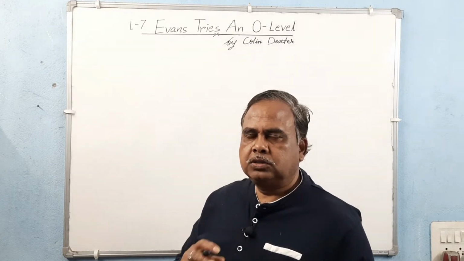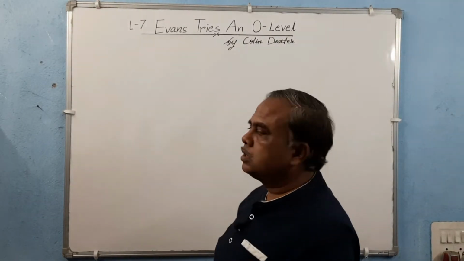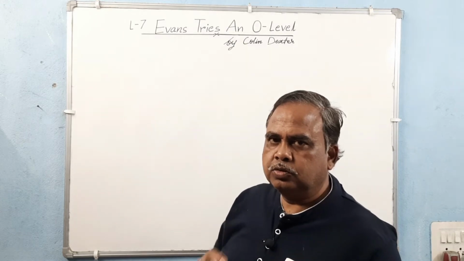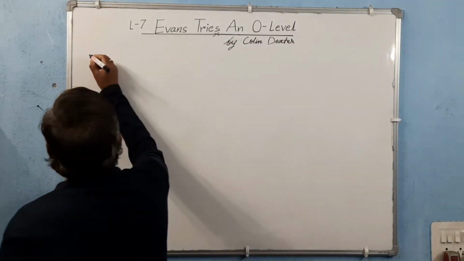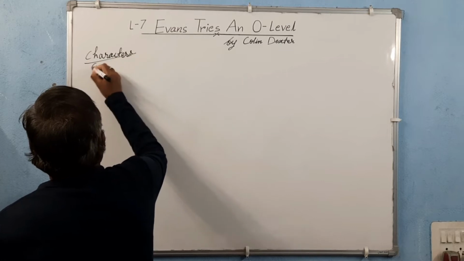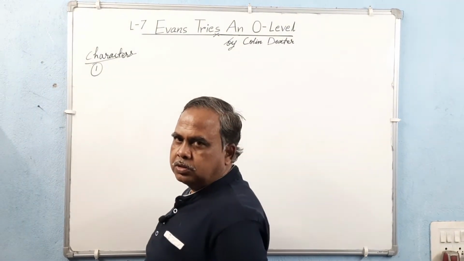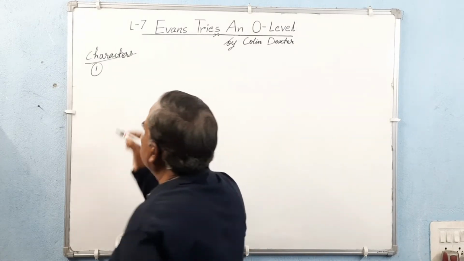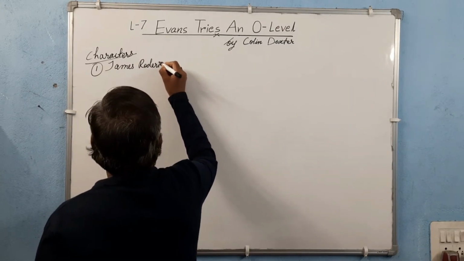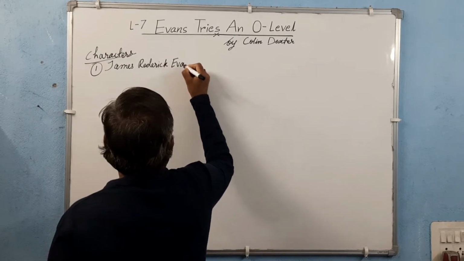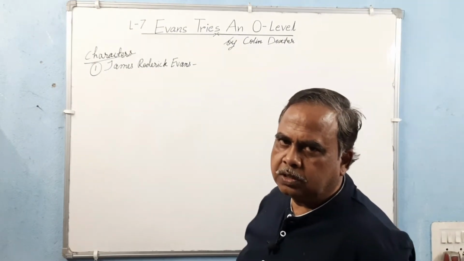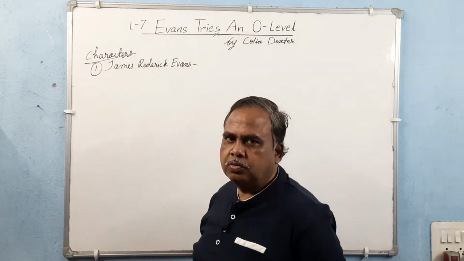Today we are going to take a summary of the lesson Evans Tries in O Level by Colin Dexter. There are many characters in this story, so let us see the characters. First character is the protagonist, Evans, James Roderick Evans. James Roderick Evans is also called Evans the Break because earlier three times he escaped from the prison.